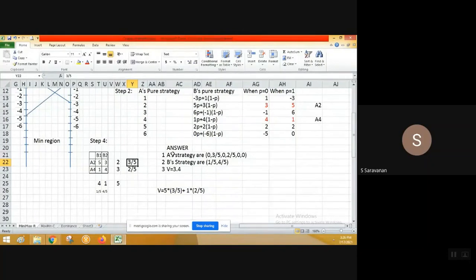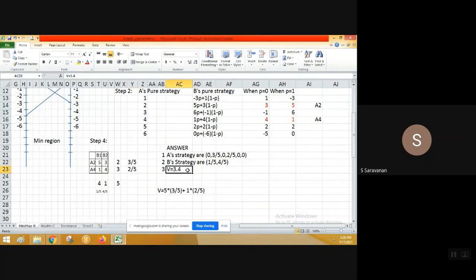Then the final one, which gives you more marks, is the value of that game. So how to identify the value of that game? Simple. Just take any row or any column. So 5 multiplied by 3 by 5 plus 1 multiplied by 2 by 5. You will get the answer 3.4. Or you can take this: 3 into 3 by 5 plus 4 into 2 by 5. Then also you will get the answer 3.4.